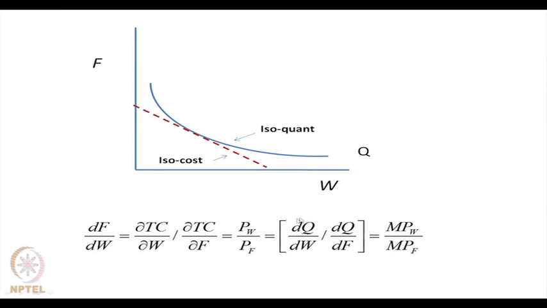This dq/dw says the increment in q for an increment in w, which is called the marginal product of water, divided by dq/df, the change in q for a change in f, that is the marginal product of fertilizer. So, this information we would like to once again recall, so as to be able to solve this exercise 11 and the next exercise, which is also about a similar problem.